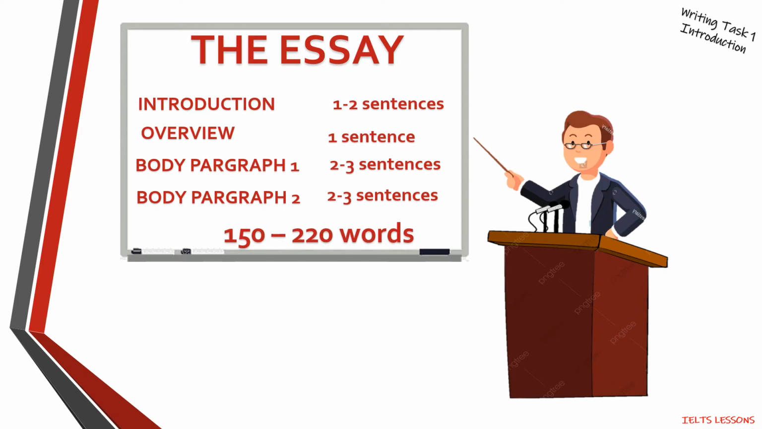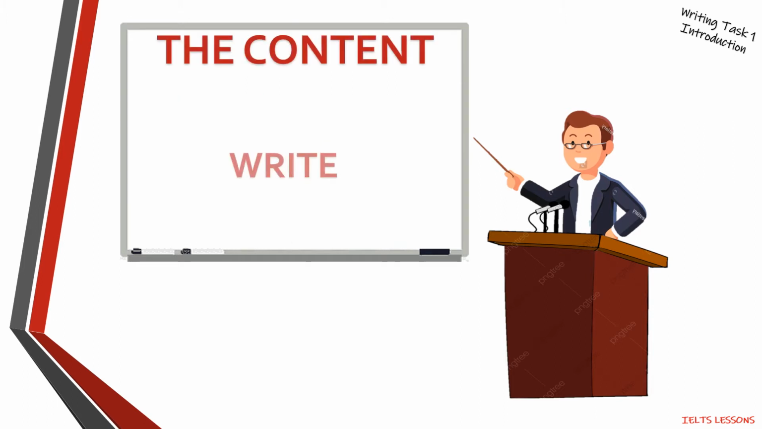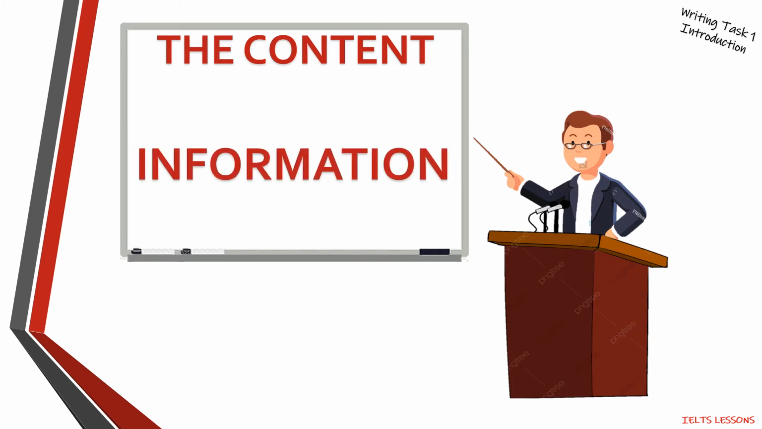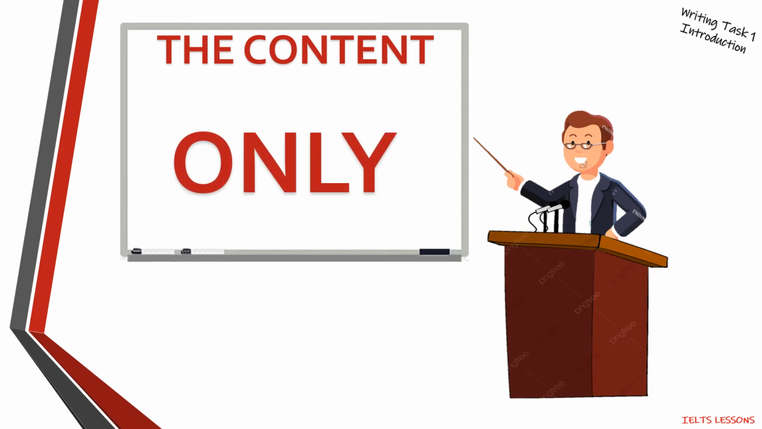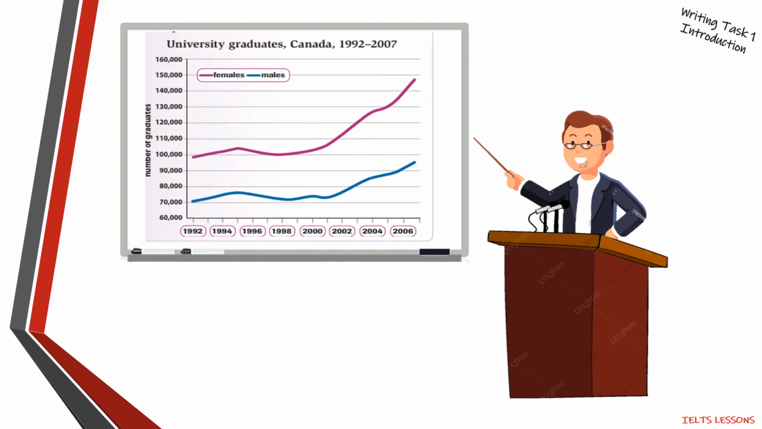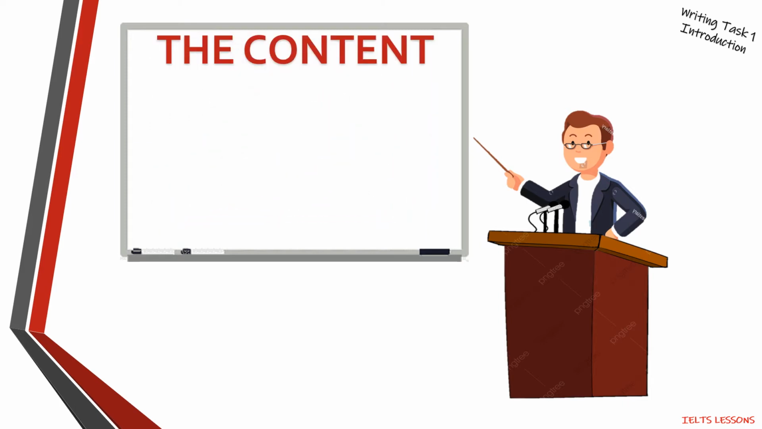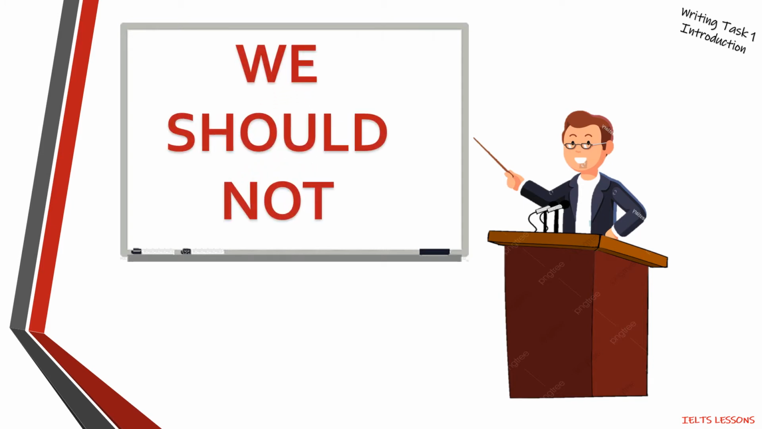Now, let's move on to the content of our essay. This means what we should and should not write in this IELTS Writing Academic Task 1. So in this task, we should only write or must contain only the information contained within 1 or 2 visuals. This means that the information that we should write are only those information contained in the data, graphs, or diagram. Therefore, we should not include our personal opinion.